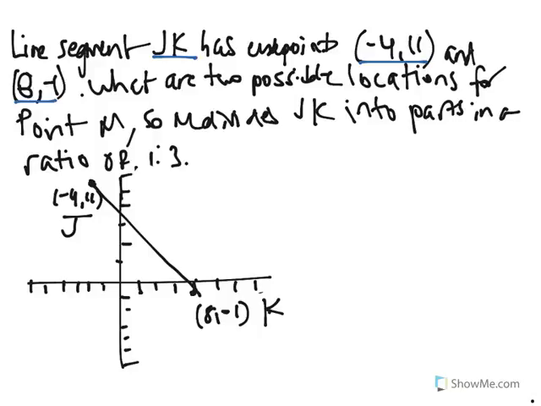So what are two possible locations for point M? M divides JK into parts in a ratio of 1 to 3. Okay. Well, the first thing we want to think about is this ratio of 1 to 3. If something is in a 1 to 3 ratio, it must have 4 parts total, right?